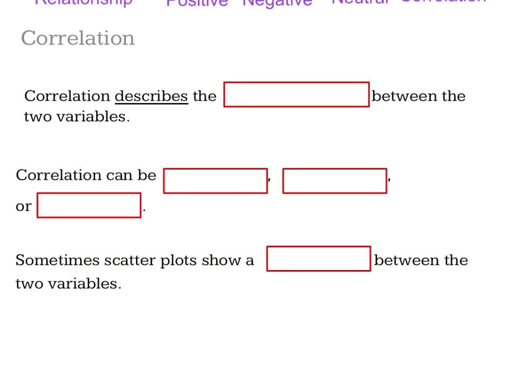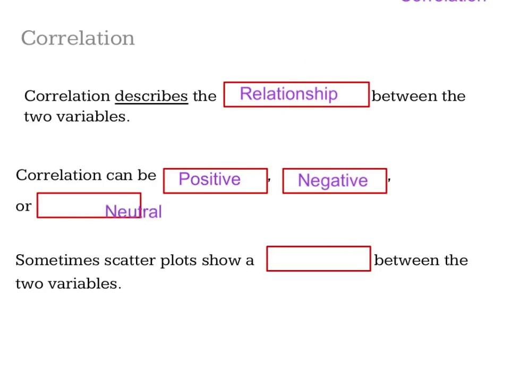Now we're going to talk about correlation. Correlation describes the relationship between 2 variables. Correlation can be shown 3 different ways. It can either be positive, it can be negative, or it can be neutral. Sometimes scatter plots show a correlation between 2 variables. So a positive relationship, a negative relationship, or a neutral relationship. We're going to talk about what each of those look like now.